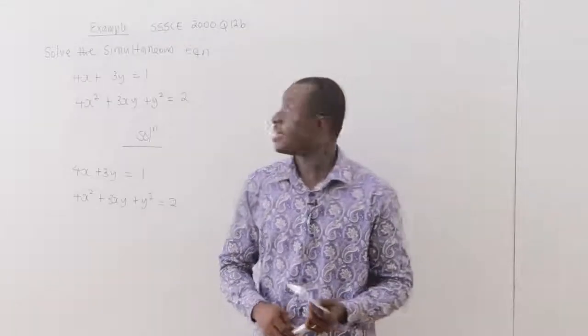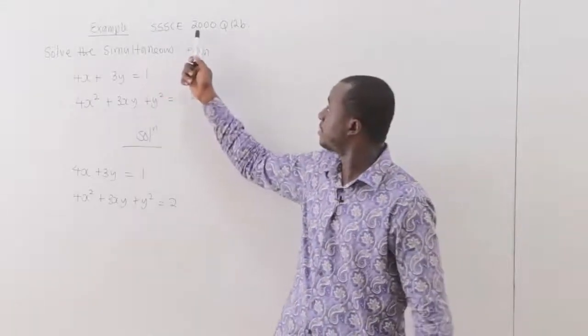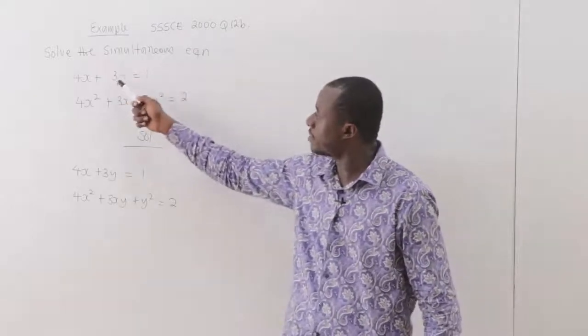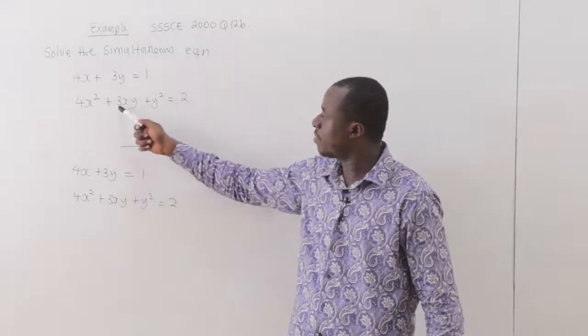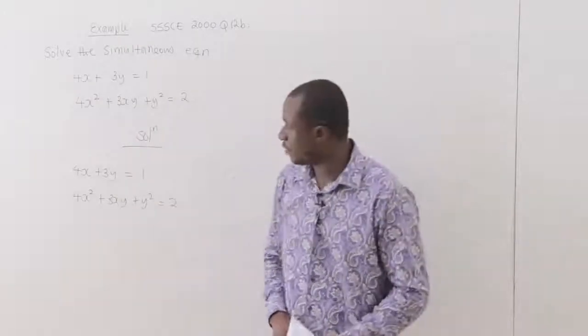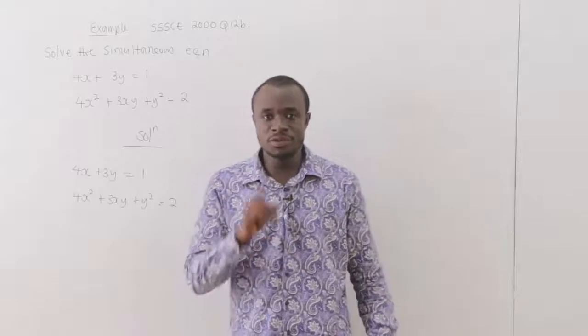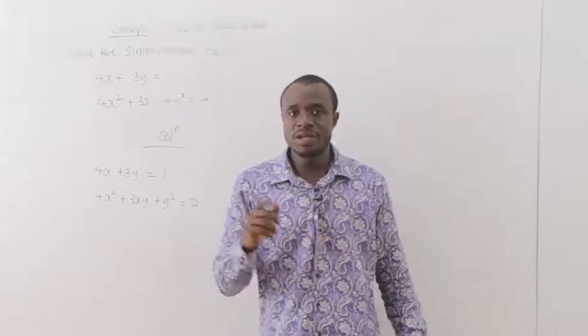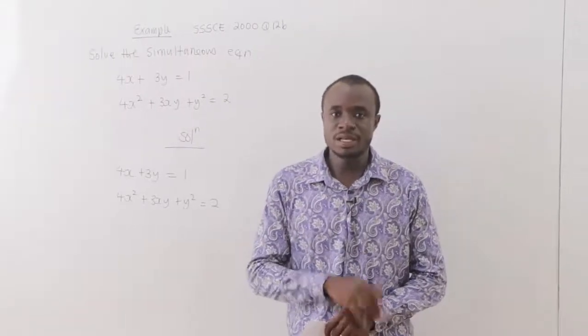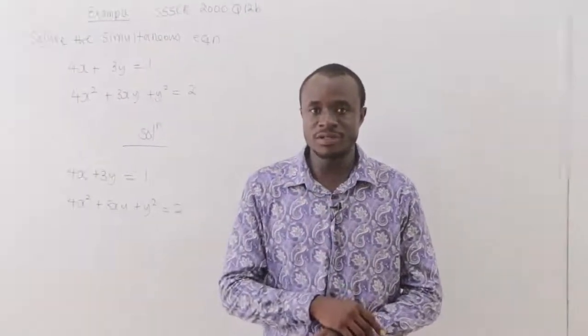Now let's consider this example. This is SSC 2000 question 12b. Solve the simultaneous equations 4x plus 3y equal to 1, 4x squared plus 3xy plus y squared equal to 12. Now pause the video, solve it, and see if you get the answers. Later you compare the answers with what I will get. So pause it, try it yourself.